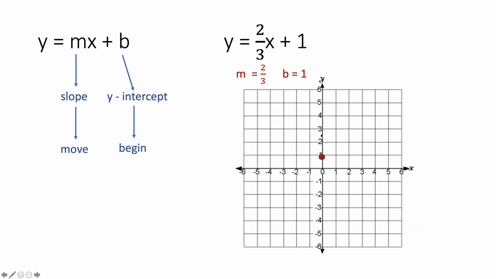Then I'm going to go up 2 over 3. Up 2 over 3. So there's my first one. Now I go up 2 more, over 3 more. And because I really want to fill out the whole graph, I'm going to extend it to the back side. I'm going to go down 2 over 3, down 2 over 3. Connect the dot, and there's my graph. Okay? All right. So we're looking pretty good with that.